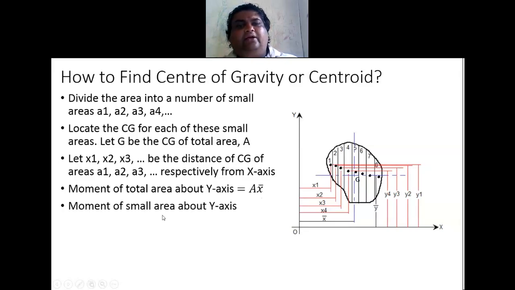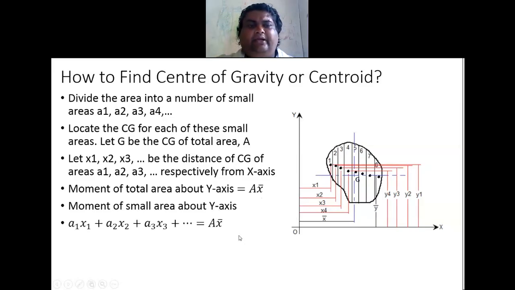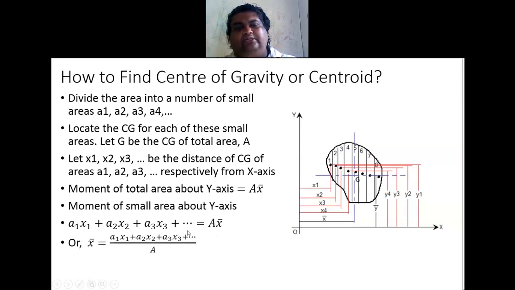Now the moment of small areas about the y-axis, small areas A1, A2, A3, A4, A5, A6, A7 and A8. That is given as area into perpendicular distance. So it is A1 x1 plus A2 x2 plus A3 x3 and so on, and that should be equal to the moment of total area about the y-axis, that is A into x bar. So from this I can write x bar is equal to A1 x1 plus A2 x2 plus A3 x3 and so on, divided by the total area A.